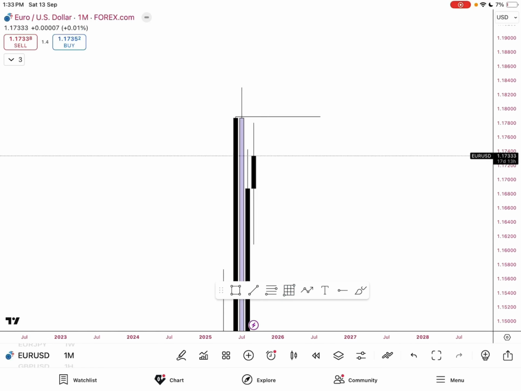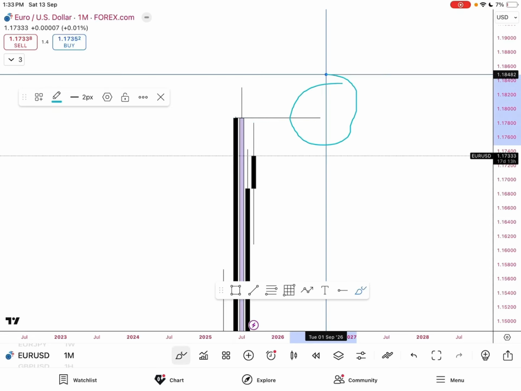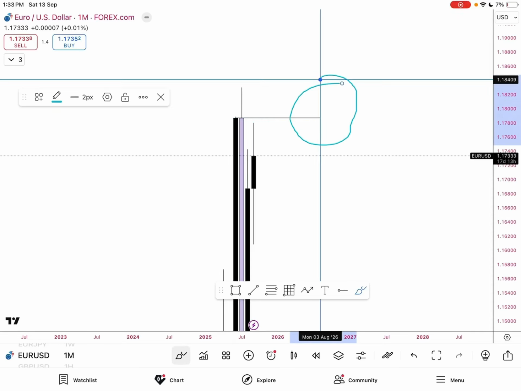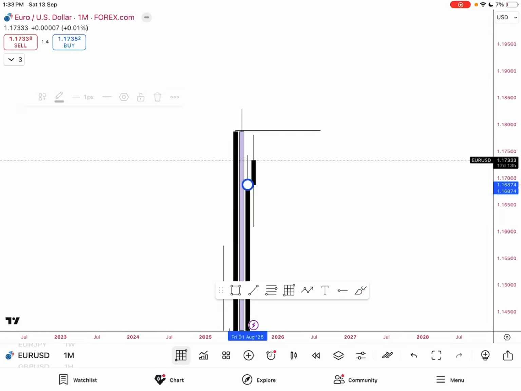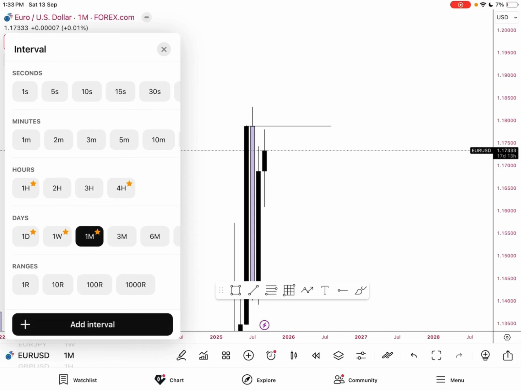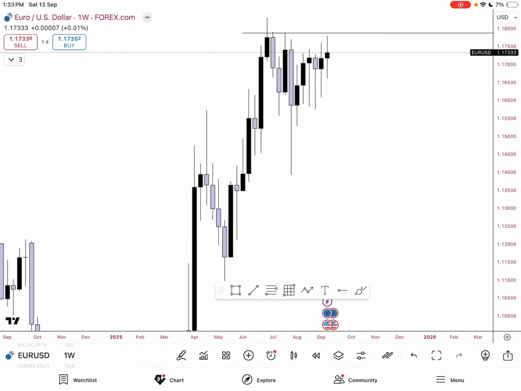So this is my first priority for taking any sells. I'm not going to take any sells before it touches the monthly key level. I will wait for its reaction from there. Let me go to the weekly time frame.